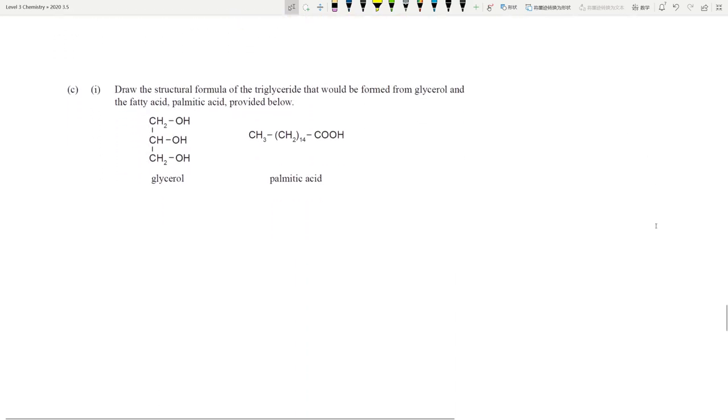I think this is the last part. Now draw the structural formula, and so on. So this is glycerol and palmitic acid. This is looking at making an ester. Well, you need three of these.